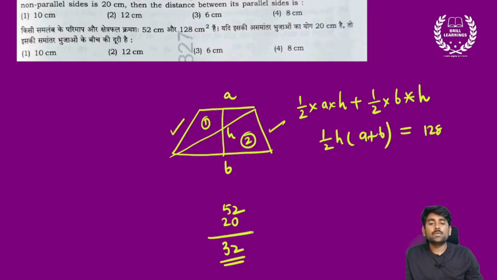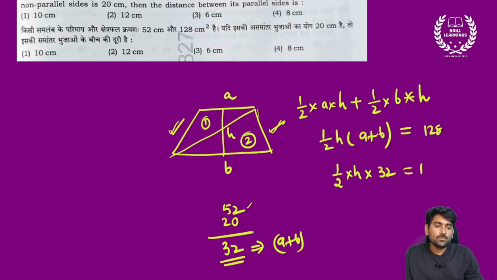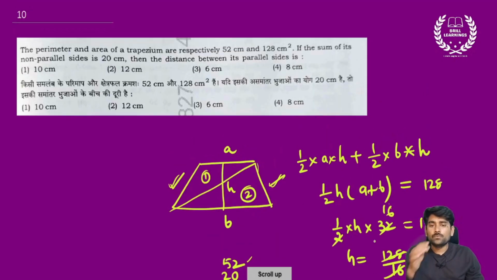This 32 is equal to what? A plus B. Why? Because 52 is the total perimeter, A plus B plus these non-parallel lengths are also included in this perimeter. So A plus B is 32 here. Now substitute that value here. Half into H into 32 is equal to 128. So here it is 16H, H is equal to 128 by 16. 16 eights are 128. H is 8 centimeters. So the fourth one is the right answer here.